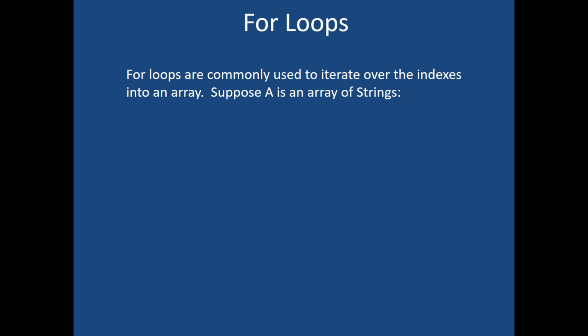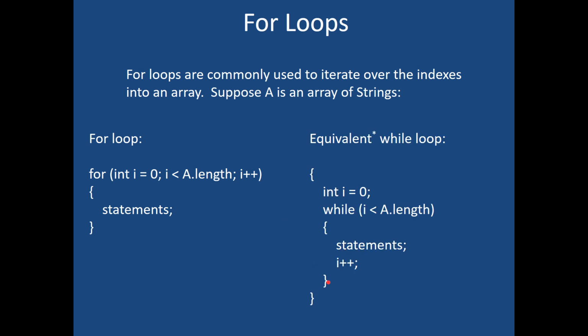For loops, which you've been reading about but I haven't used in class, are commonly used for iterating over the indexes into an array, or honestly, for lots of other kinds of loops. And this is what it looks like. The way a for loop works is it has the keyword for. This is executed exactly once before the loop runs. This is the test that determines each time around whether the loop should continue. And this is done at the end of each repetition to update. So that is equivalent to this while loop.